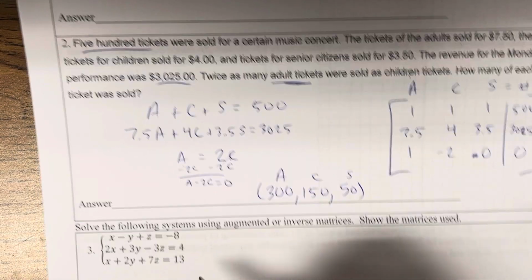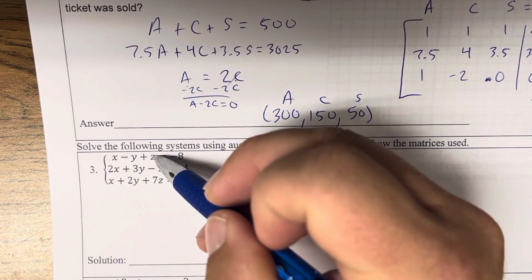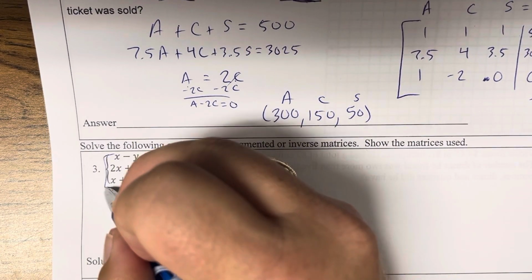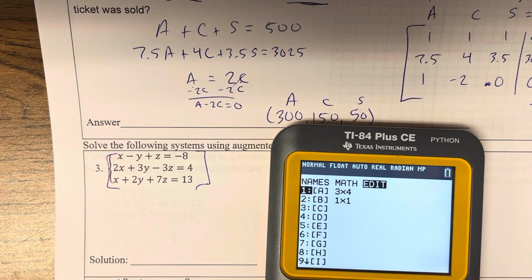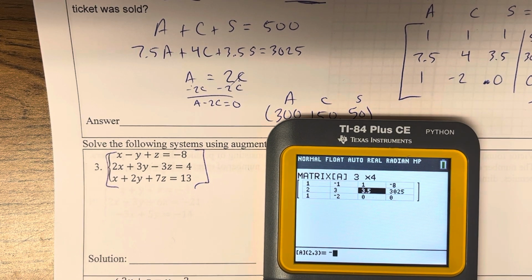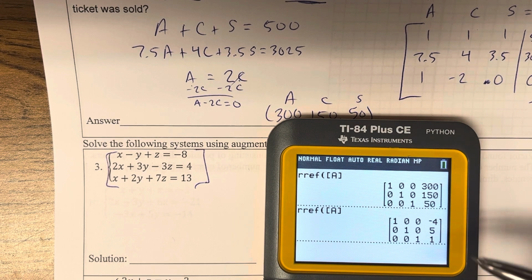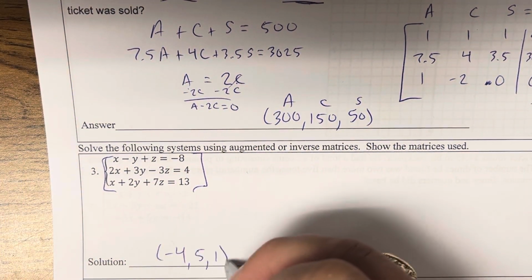Number 3, it's already set up. We just have to solve it. Let's make sure everything's lined up: my X's, my Y's, my Z's, my answers. This is matrix ready, so I'm ready to put it in the calculator. Second matrix, we'll put it in. 1, -1, 1, -8, 2, 3, -3, 4, 1, 2, 7, and 13. There's my X, my Y, and my Z. -4, 5, 1.